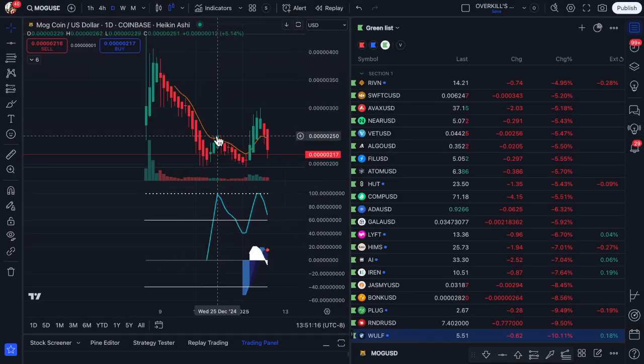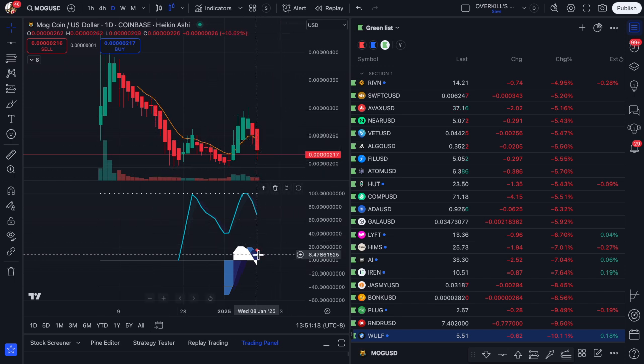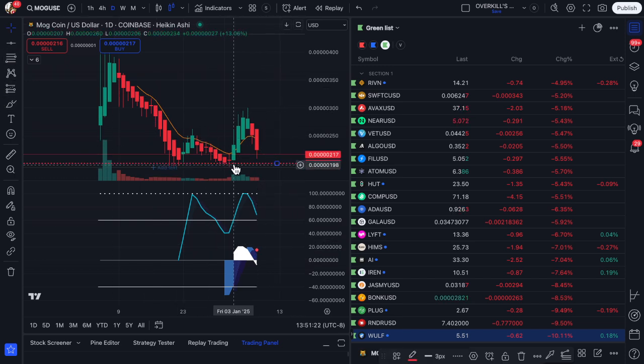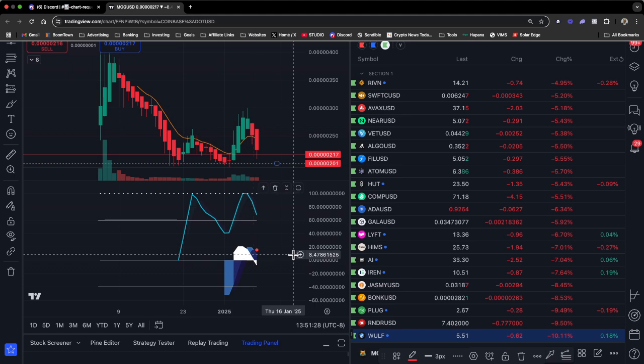MOG USD. This thing's on Coinbase. MOG coin. That's got a red dot today. So stop loss right there at the bottom of that green candle at whatever that number is, 0.00000002. Again, another meme coin. Not too interested.